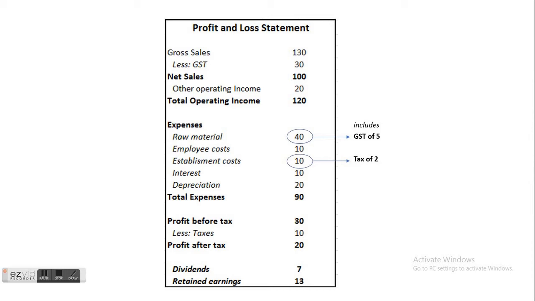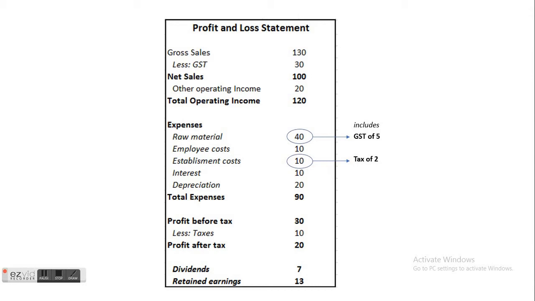With a tax rate of 33.33%, the tax comes out to be 10, which leaves us with the profit after tax of 20. Since the company makes investments, it only gave out 7 out of this 20 as dividends and retained the remaining 13 for the growth opportunities.